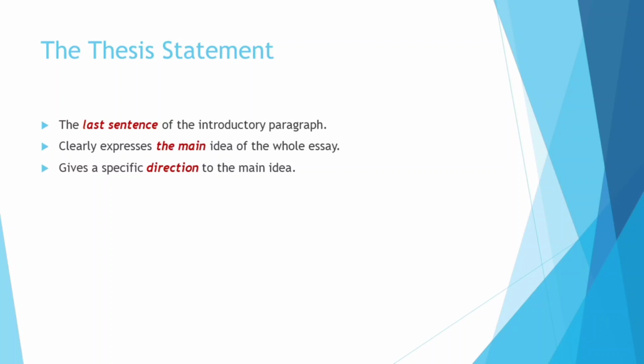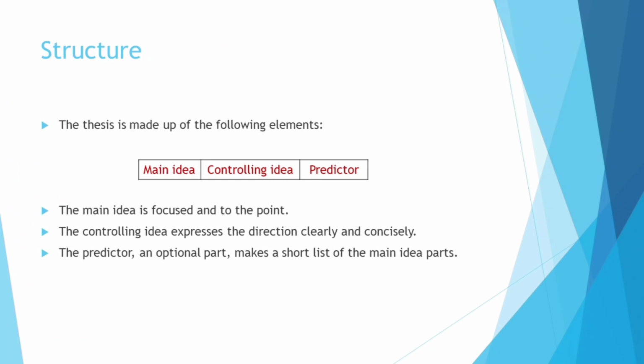Now, obviously, the thesis statement is the last sentence of the introductory paragraph. It is just one sentence. And this is a sentence in which you clearly say what the main idea is, and also you give a direction to the main idea. So these are the elements that you have in your thesis statement. There is one main idea in the thesis statement, and this main idea is focused and to the point. Then you have your controlling idea. The controlling idea expresses the direction that you give to the main idea.